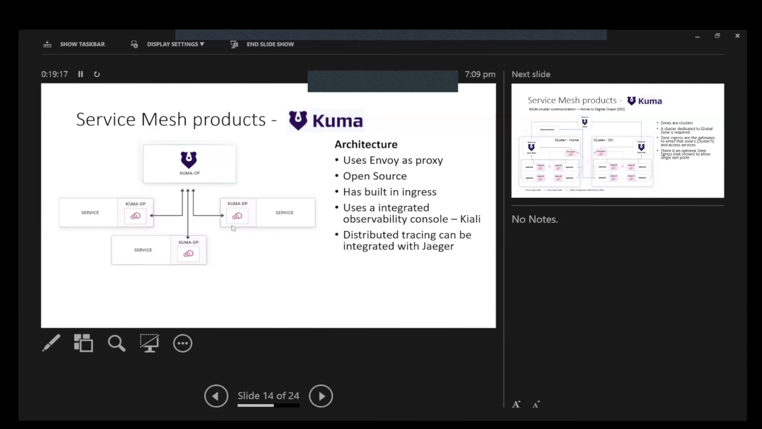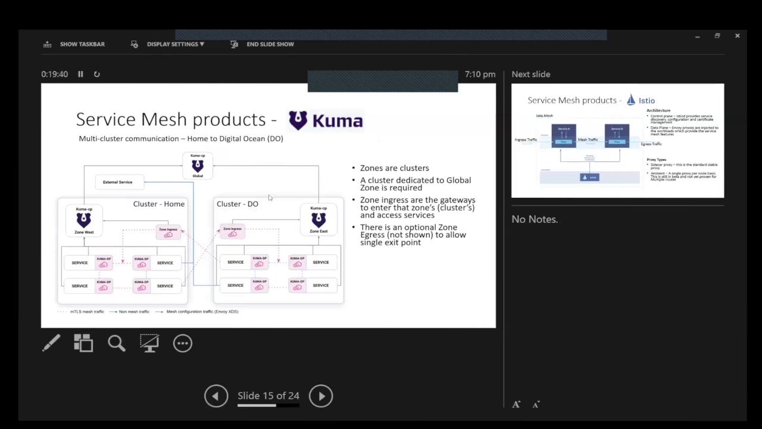Now, many service meshes use it because it's quite famous, and this is what Kuma uses. Kuma does not have its own proxy, like Linkerd has its own proxy. Kuma uses Envoy as a proxy. And as you know, the proxy is the main thing in a service mesh. There's also something called distributed tracing, Jaeger. We'll show you about it in the demo. Now, this is the multi-cluster communication of this.